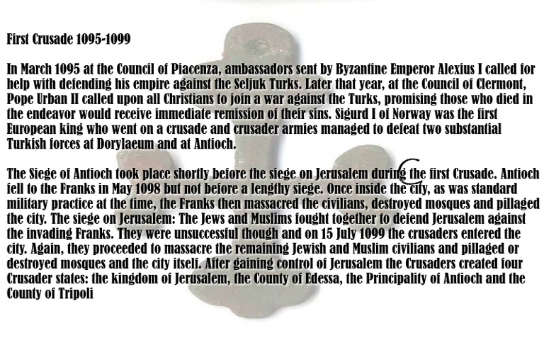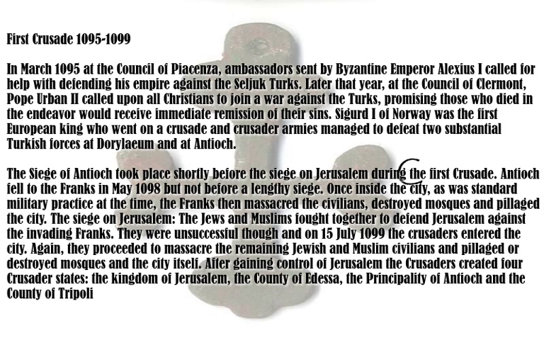The First Crusade was from 1095 to 1099. In March of 1095, at the Council of Piacenza, ambassadors sent by the Byzantine Emperor Alexios I called for help with defending his empire against the Turks. Later that year, in the Council of Clermont, Pope Urban II called upon all Christians to join a war against the Turks, promising those who died in the endeavor would receive immediate remissions of their sins.